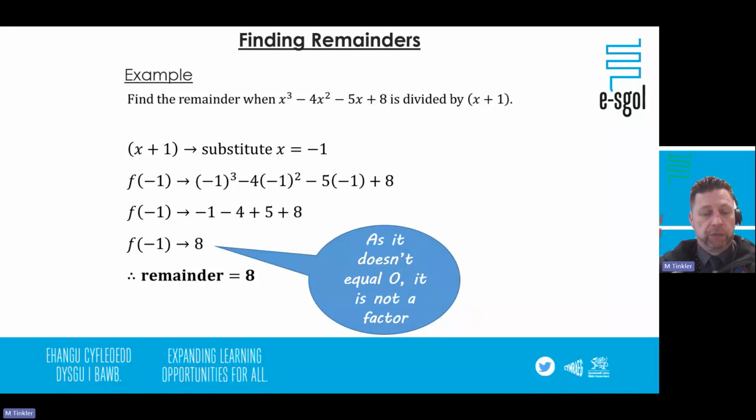Fairly straightforward. You'll sometimes see that on A level as well as additional maths. What would I have done personally? I would have just written this line and then I would have gone straight to the answer and said remainder equals 8.